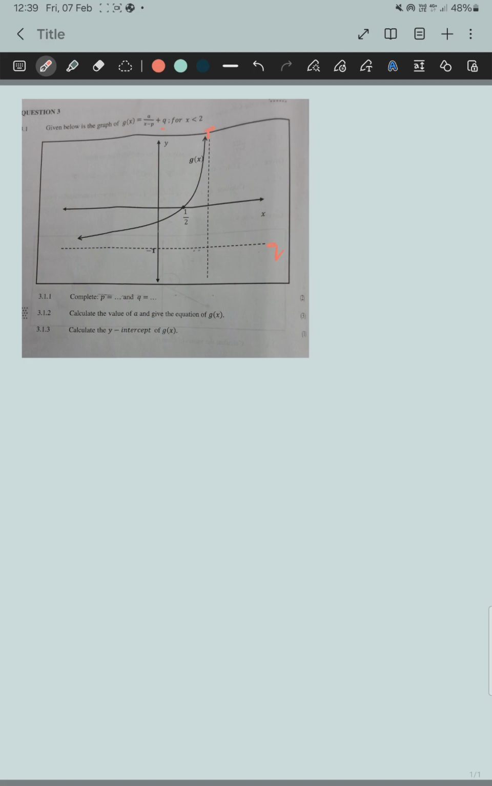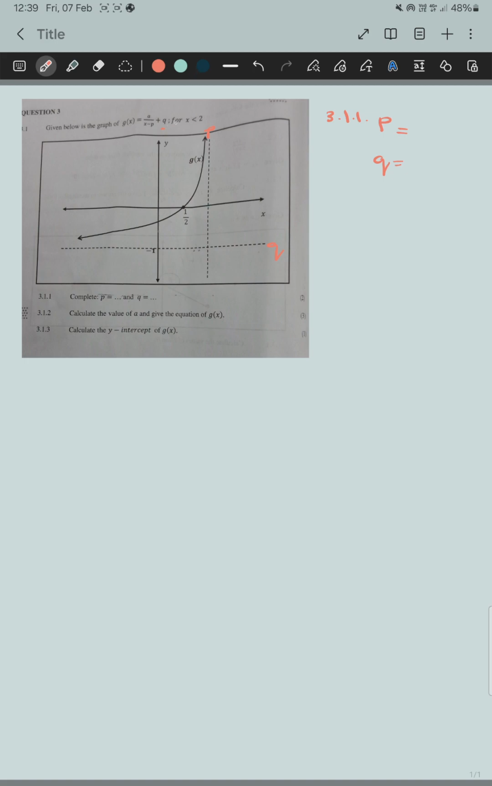Alright, okay, let's go straight into the questions. 3.1.1. So we are asked to complete P equals to and Q equals to. Alright, so what's P equals to? If you look at P, it's not an obvious asymptote. Remember, diagrams are not drawn to scale, so we can't assume a value here.